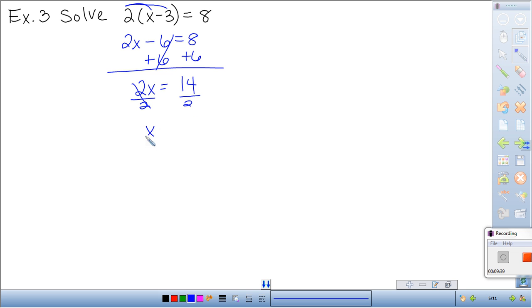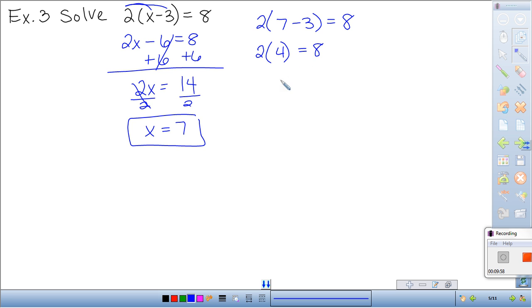And x equals 7. You can then, of course, substitute to check. So I have 2 times the quantity, x is 7, minus 3 equals 8. You can either use the distributive property or follow PEMDAS. Let's try PEMDAS. So I have 2 times the quantity, 7 minus 3 is 4, equals 8. 2 times 4 is 8, and that equals 8. So we did it correctly.